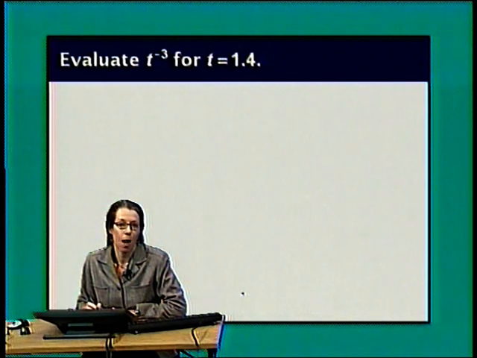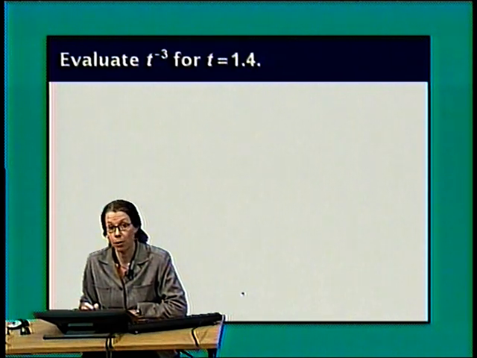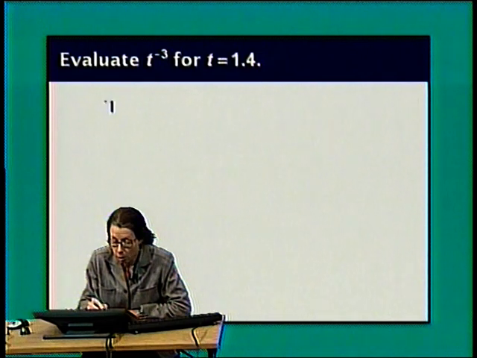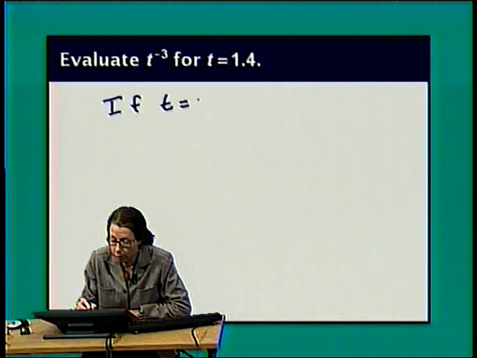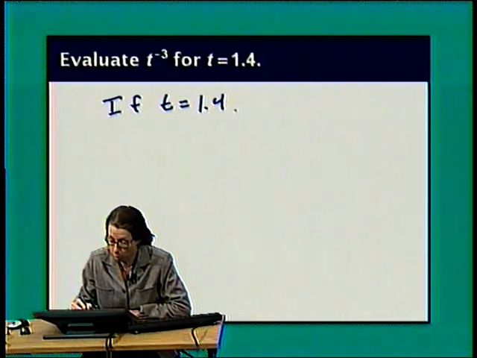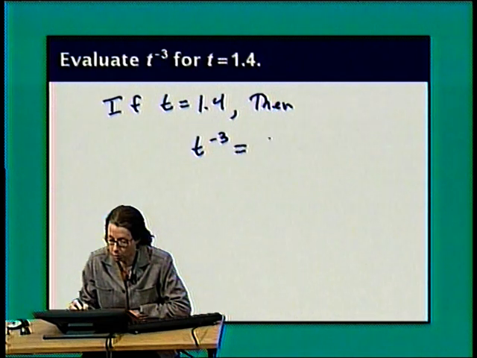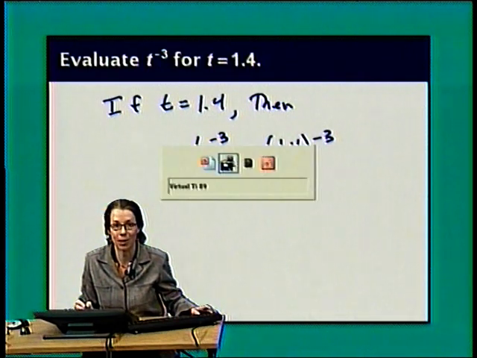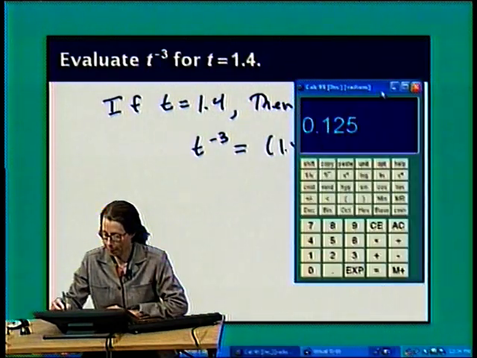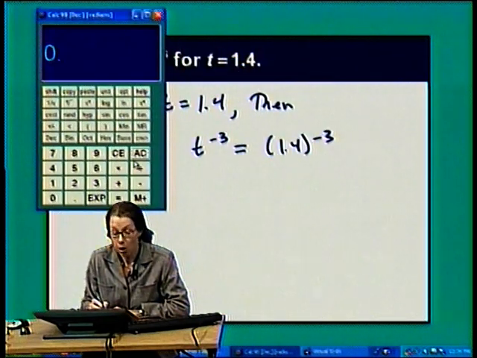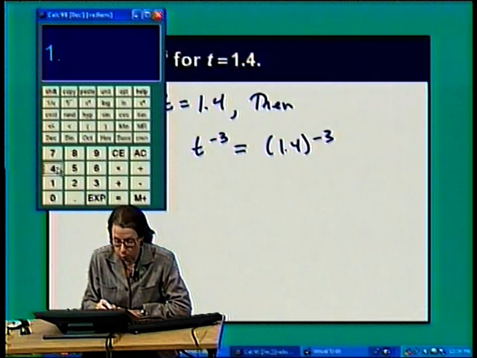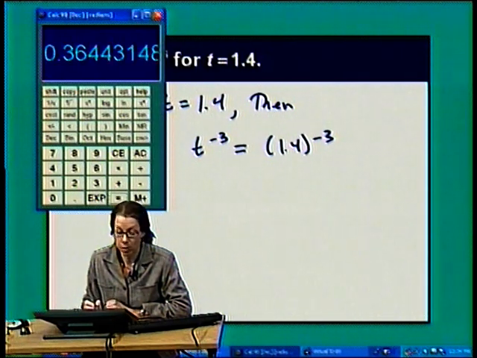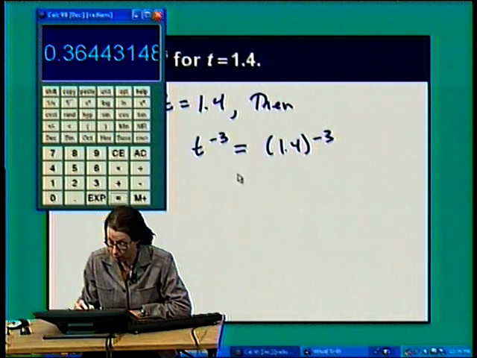So now let's work some problems where you would probably pull out a calculator rather than working these with pencil and paper. So same expression, but a different value for the variable. If t equals 1.4, then t to the negative 3 equals 1.4 to the negative 3. Now I'm going to pull out my calculator to see what that is. So 1.4, I'm going to raise that to the negative 3 power, and I'm going to round this off. That's about 0.36.